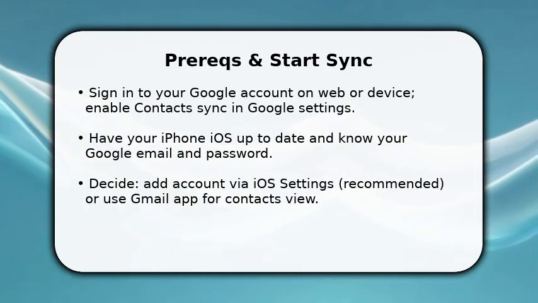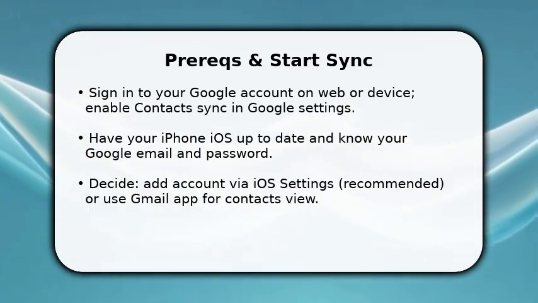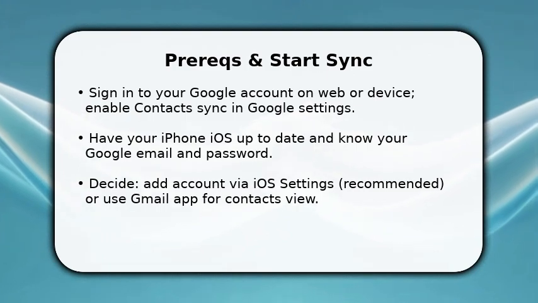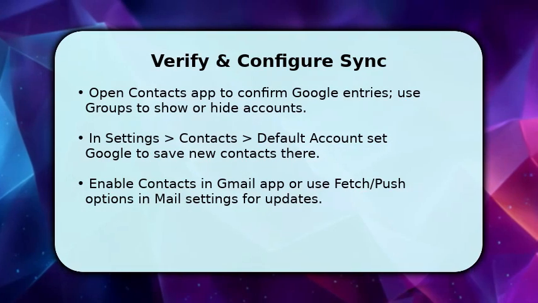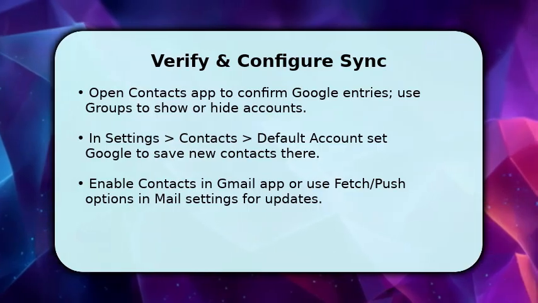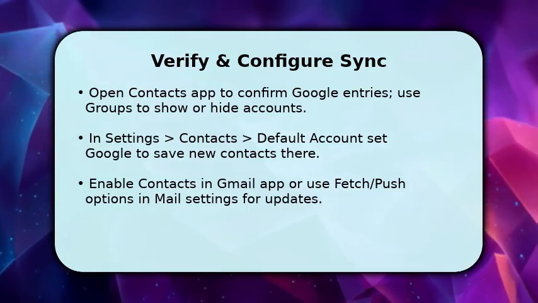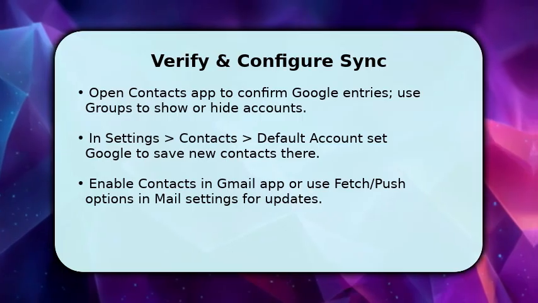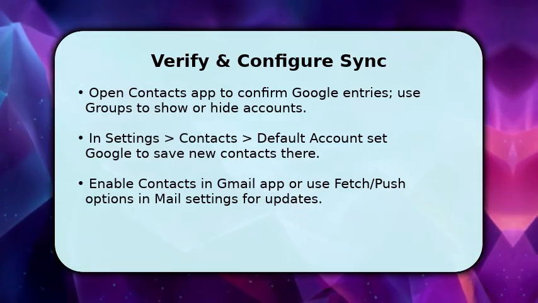You're starting the sync now. Wait a moment for initial contact download before moving to verification steps. Once the account is added, open the Contacts app to verify your Google Contacts appear. If not, tap Groups in the top left and ensure your Google account is selected.